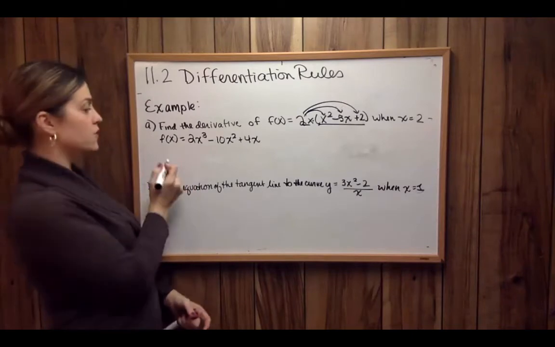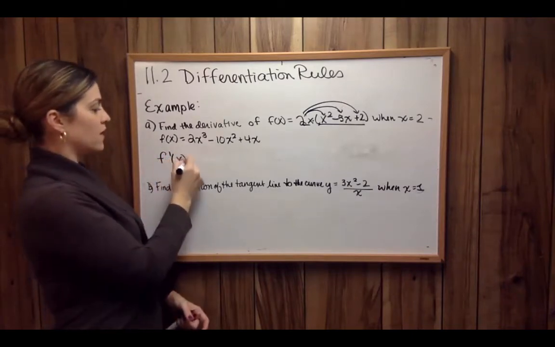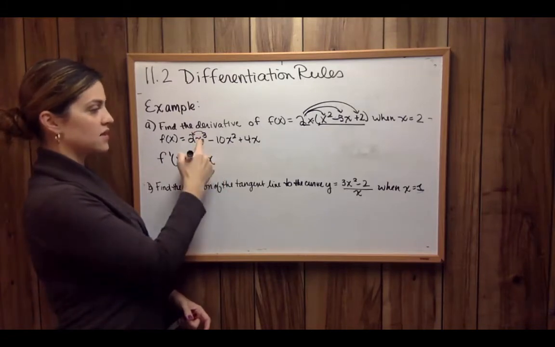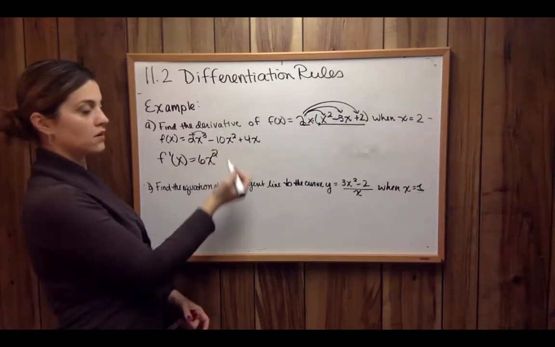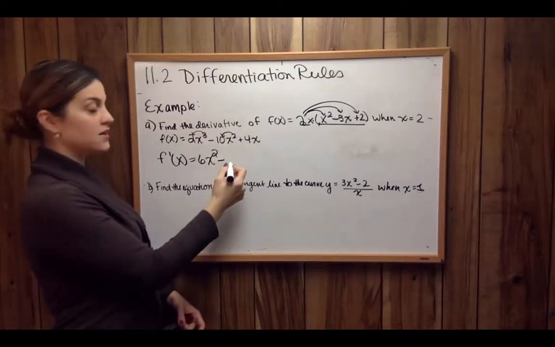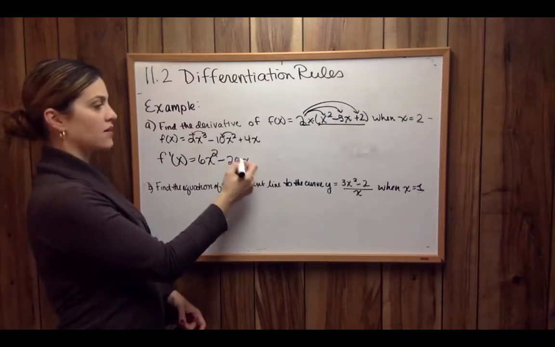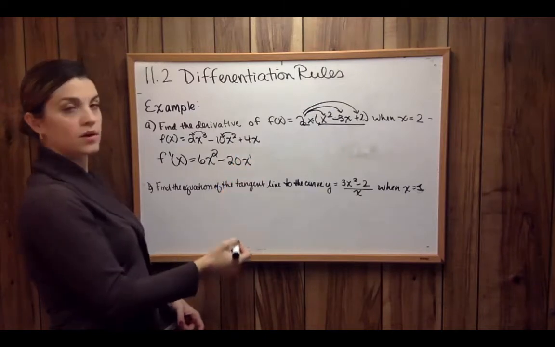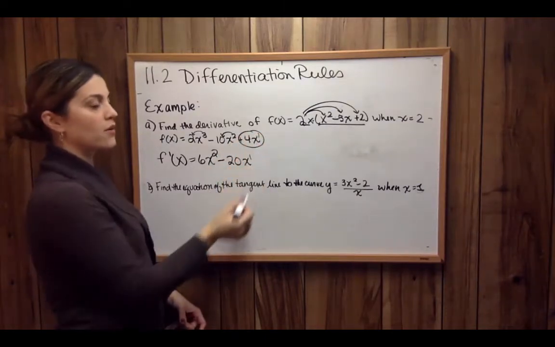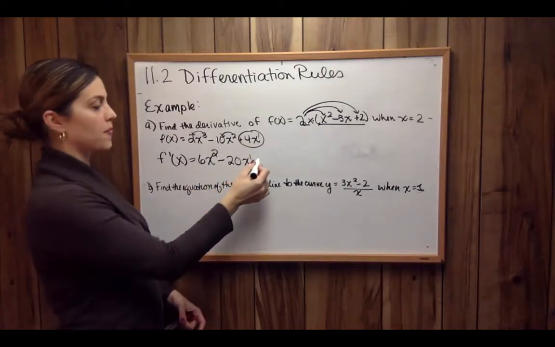Now, let's use the rule. The derivative is 3 times the 2 is 6x, take away 1 from the exponent, squared. Great. 2 times the 10, keep the minus sign, minus 20x, take away 1 from the exponent, 1. Remember what we said before? If x is to the 1 power, the derivative is just the coefficient in front, plus 4.